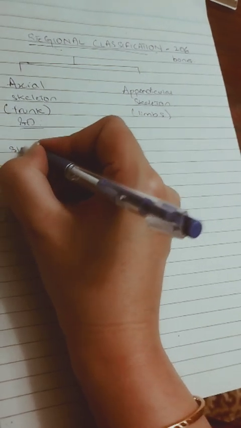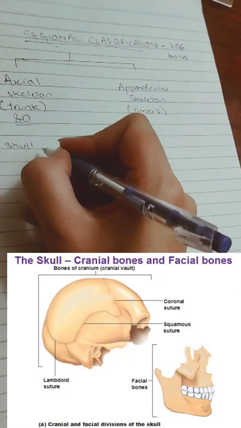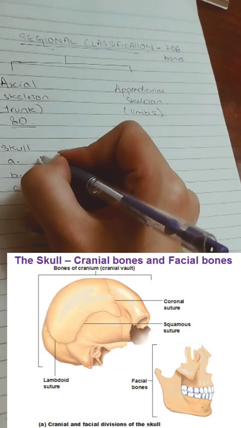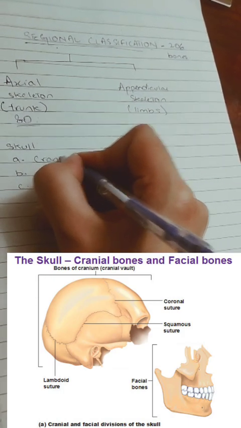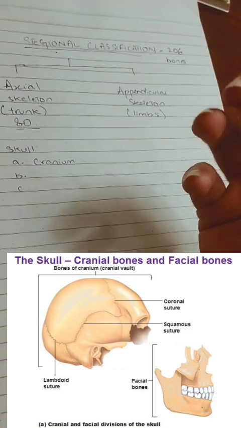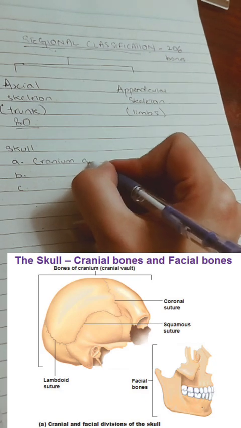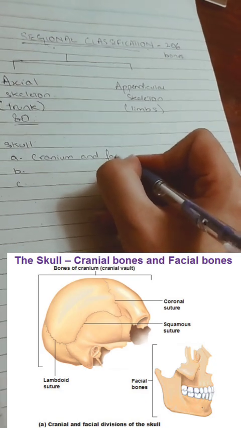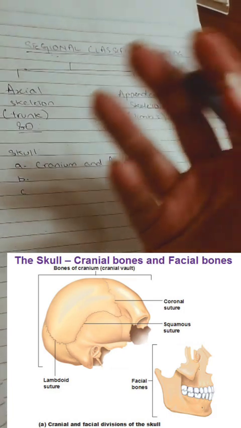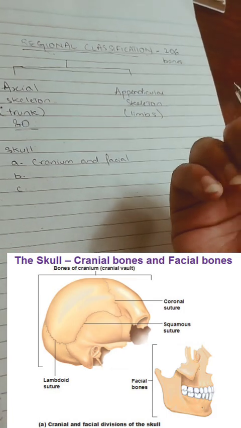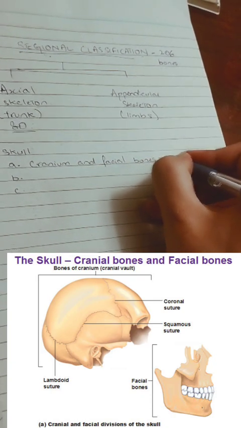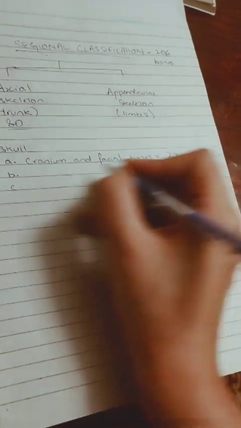We have the skull. Skull has two further categories: the cranium, which is the vault of the skull in which our brain lies, and the facial bones, which make up the facial structures like the eyes and the forehead and like the cheek and the chin, etc. They will number out to be 22.